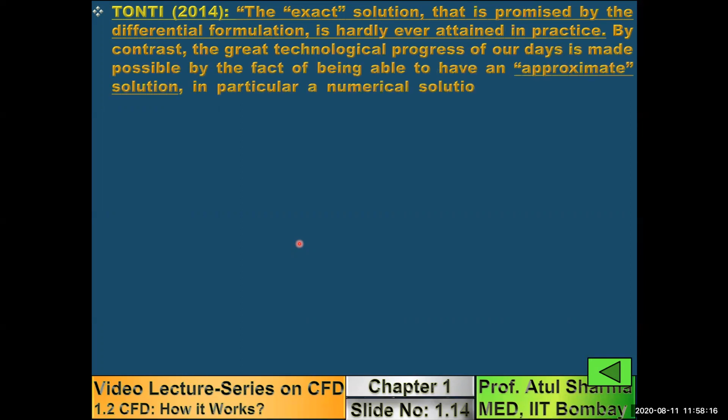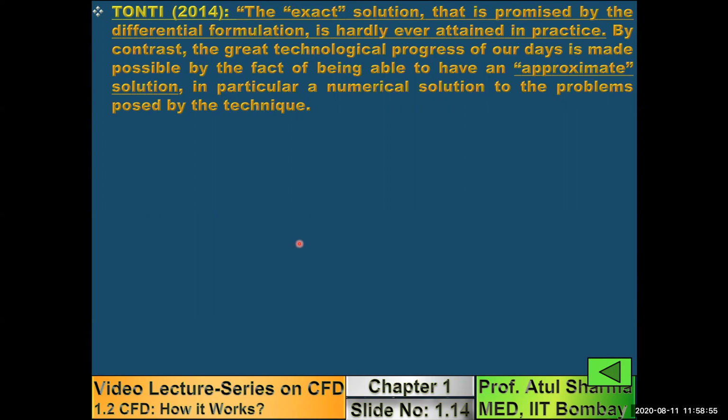By contrast, the great technological progress nowadays is made possible by the fact of being able to have an approximate solution. So what is basically highlighted is that we have been probably too fond of the differential formulation, but if you look into the practical applications, we have hardly obtained an analytical solution for most of the real world problems. For most of them, what we have been able to find is an approximate solution, which is from CFD.